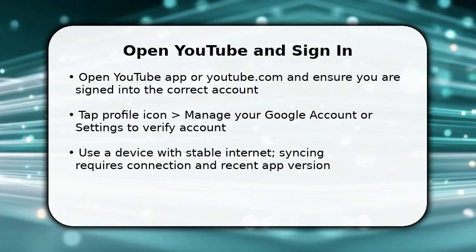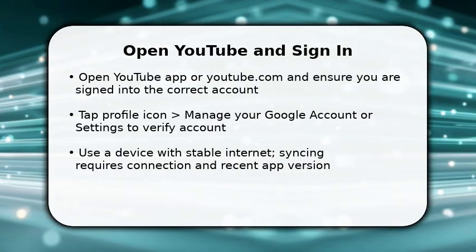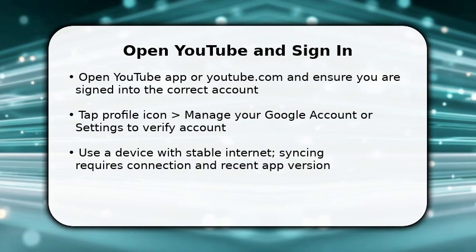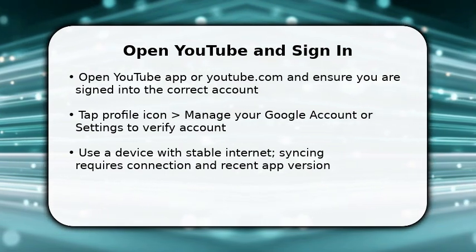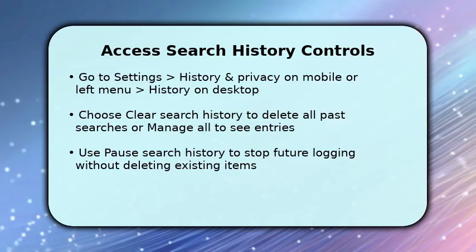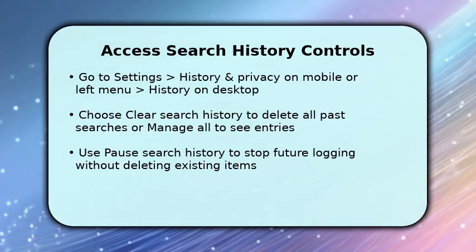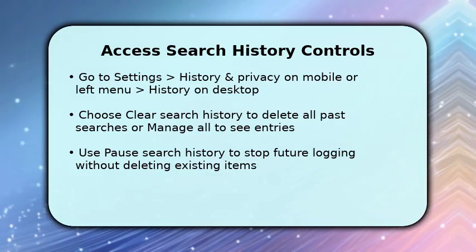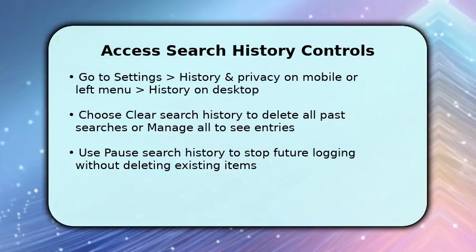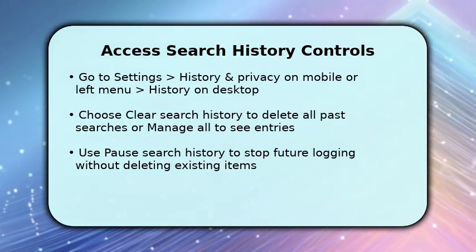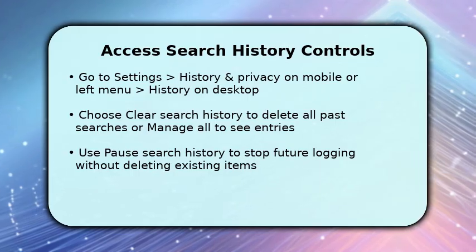Now that you're verified and connected, move to Privacy Settings to access search history controls and prepare to clear or pause it. Next, navigate into History and Privacy on mobile or History via the left-hand menu on desktop. This is where search history tools live. You'll see Clear Search History to remove everything and Manage all to review and selectively delete individual queries.